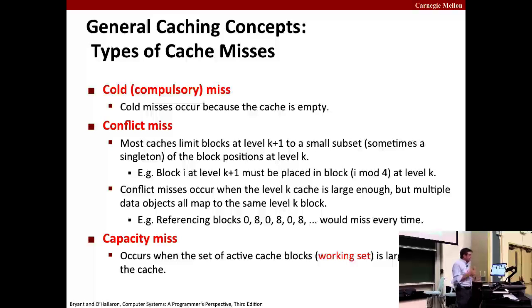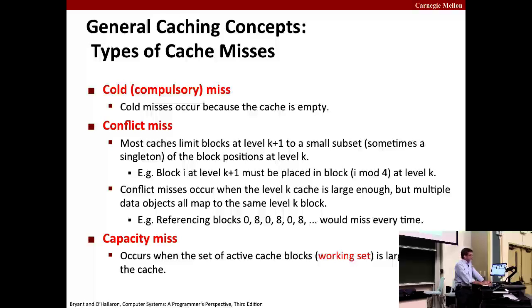There's another kind of miss called a conflict miss, which has to do with the way that caches are often implemented. The idea is that most caches, especially hardware caches, because they have to be simple, limit where a block can be placed to some small set of positions in the cache.